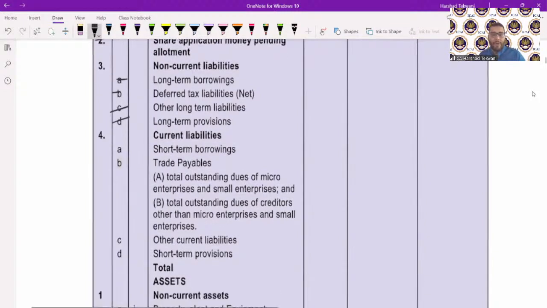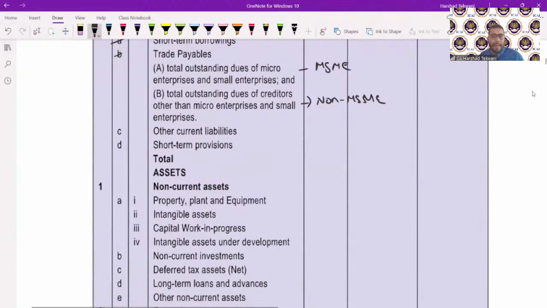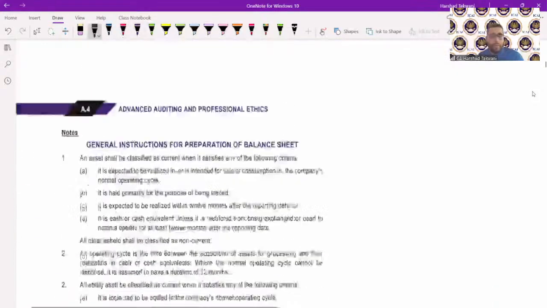Same way, for current liabilities: short-term borrowings, trade payables outstanding to MSME and outstanding to non-MSME, other current liabilities and provisions. Now let us see the notes for this first. Then we'll move to the asset side.